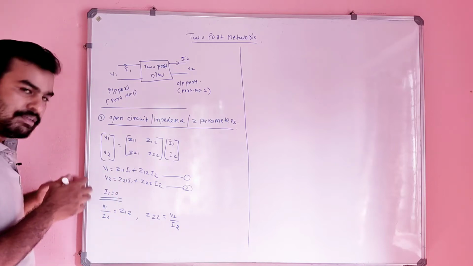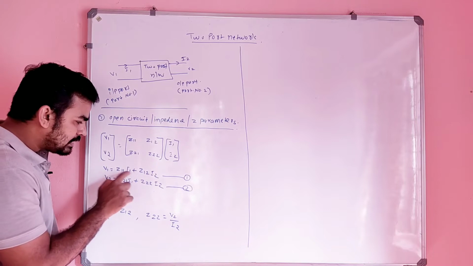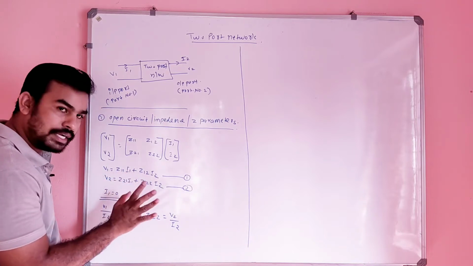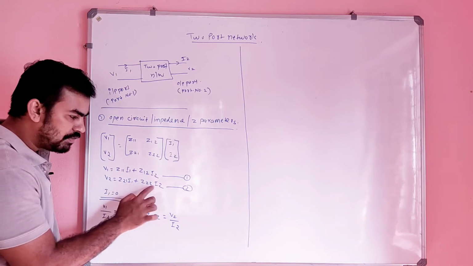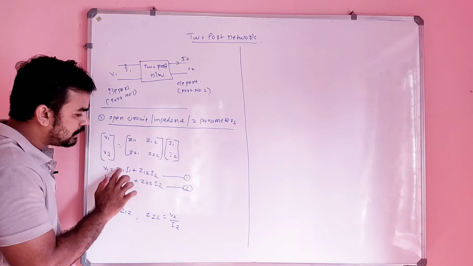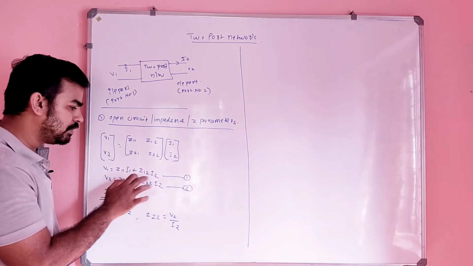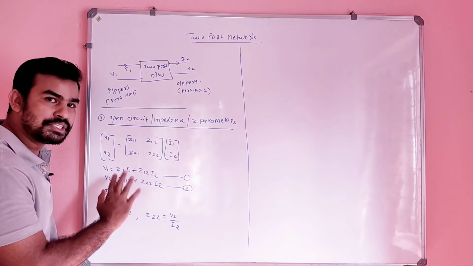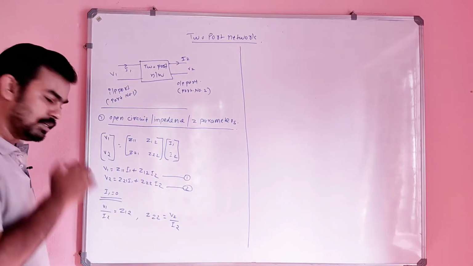Why I choose I1 equal to 0 as a condition: in this equation the RHS is in terms of I1 and I2, and here also the RHS is I1 and I2. So the only way to find Z11, Z12, Z21, Z22 is to make either I1 or I2 zero in equations 1 and 2, then only we can find them. That is why I took the first case I1 equal to 0.